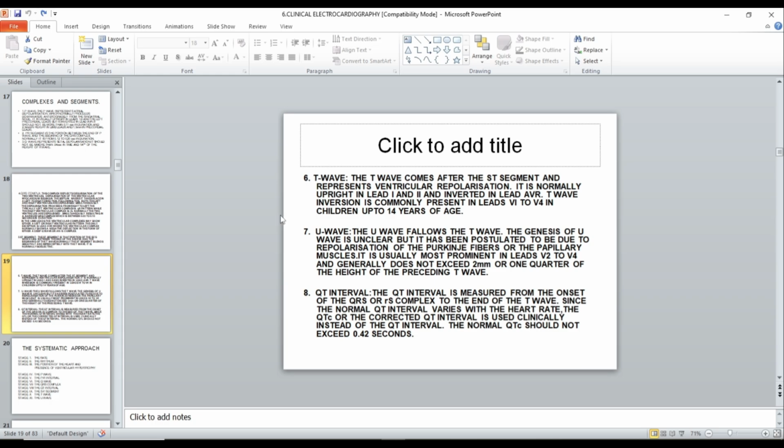The T wave is due to repolarization of the ventricles, and it is normally upright in lead 1 and 2, inverted in AVR. T wave inversion is commonly present in leads 1 to 4 in children up to 4 years of age. The U wave, as I said, is due to repolarization of the Purkinje fibers.